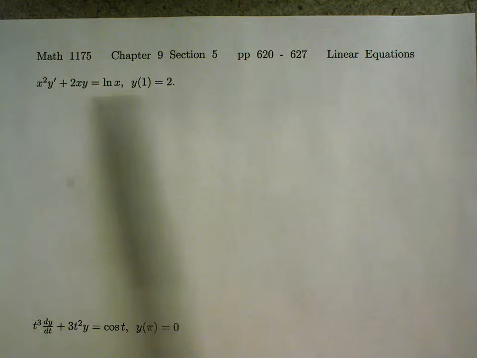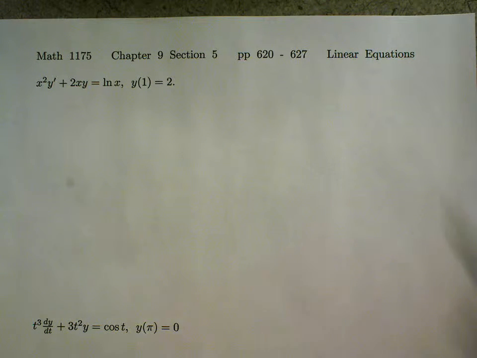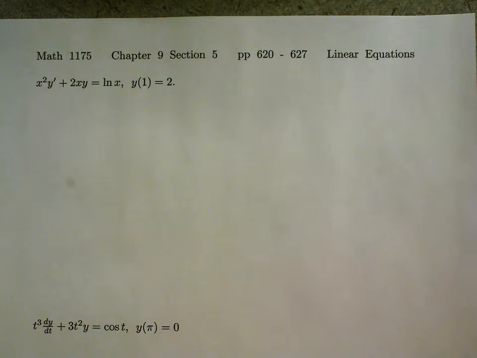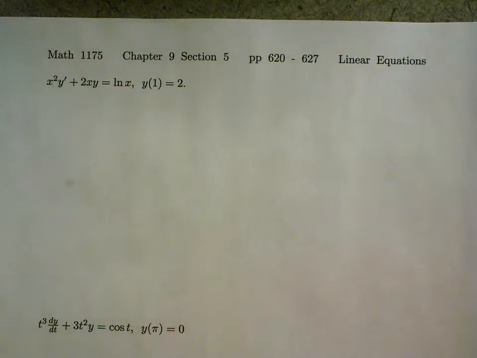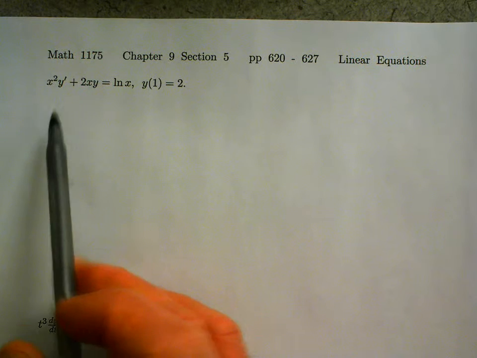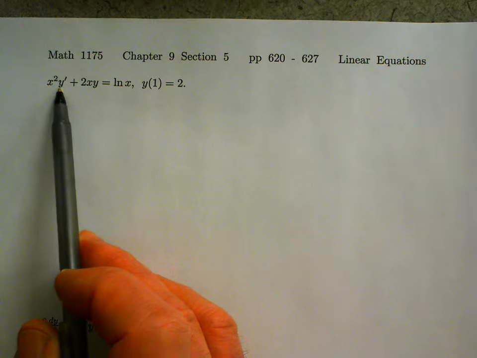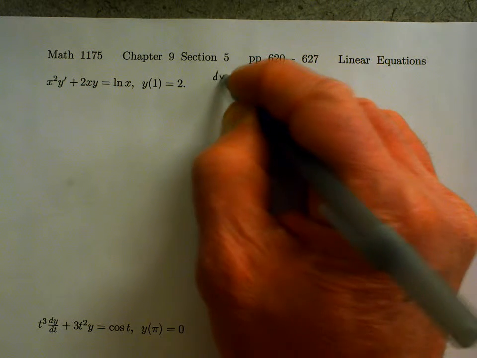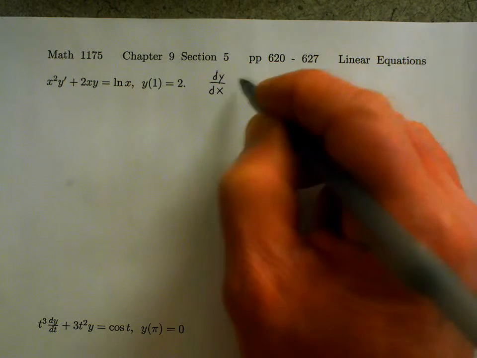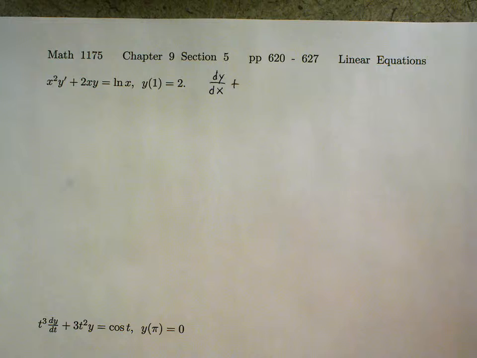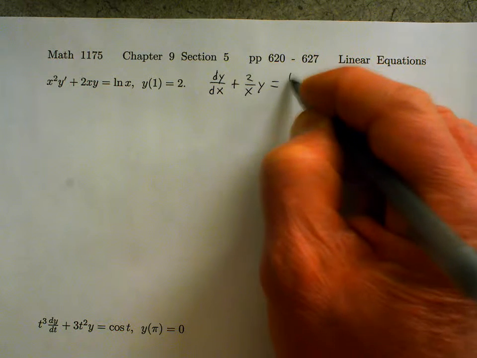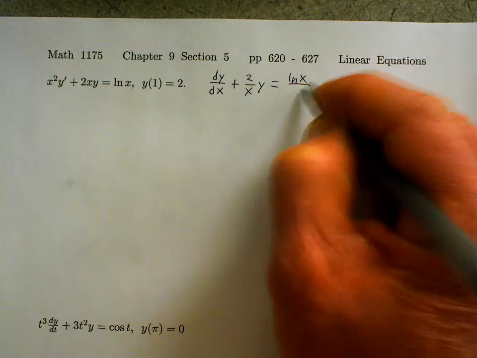Divide every term on both sides by x squared. And rewrite y prime as dy/dx. That's my preference. Replace y prime with dy/dx. So dy/dx plus 2 over x times y equals the natural log of x divided by x squared.